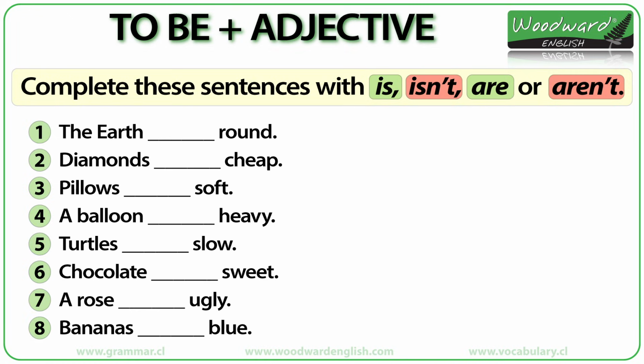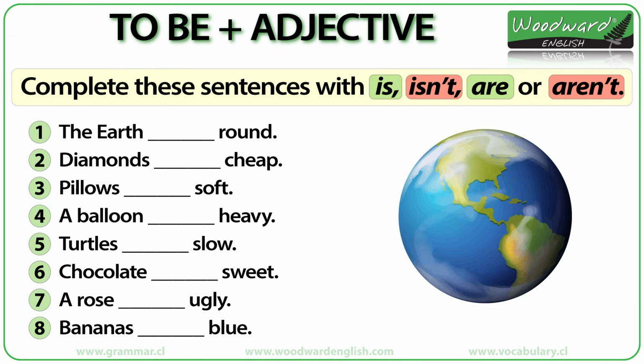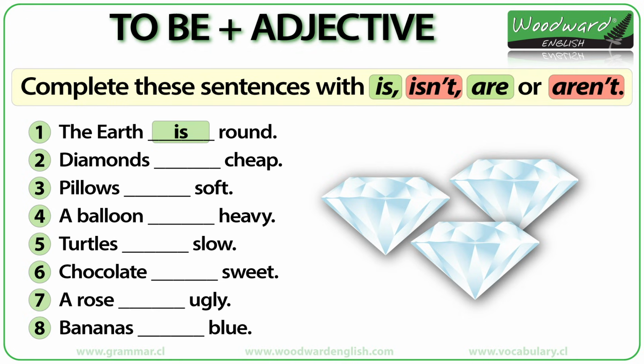Let's practice. Complete these sentences using is, isn't, are, or aren't. The answers will appear in 5 seconds. Click pause if you need more time. 1. The earth is round. 2. Diamonds aren't cheap.